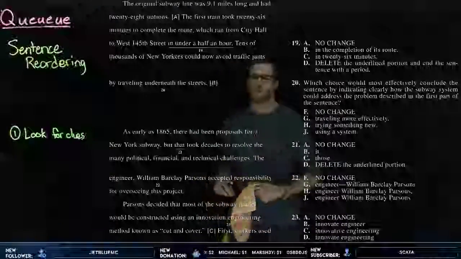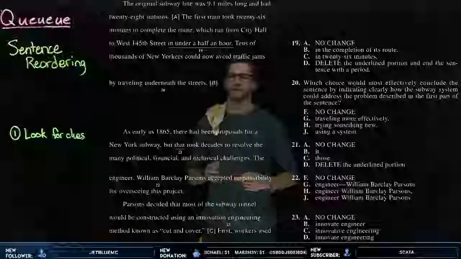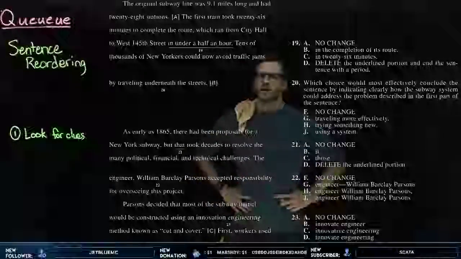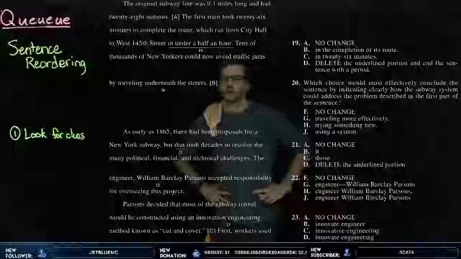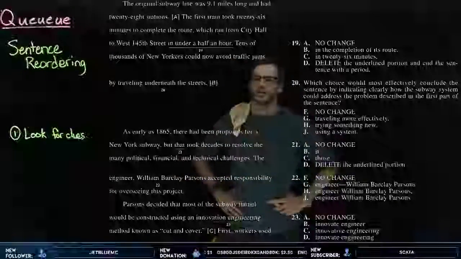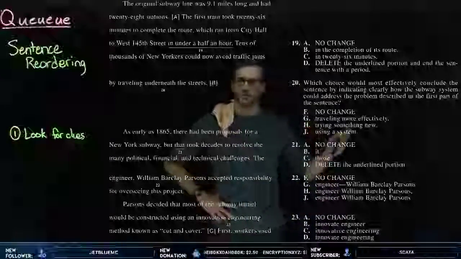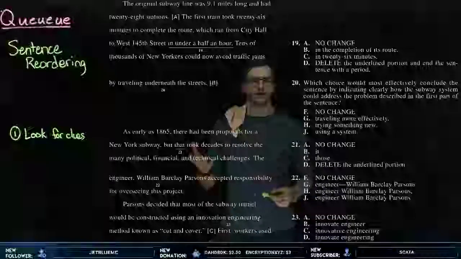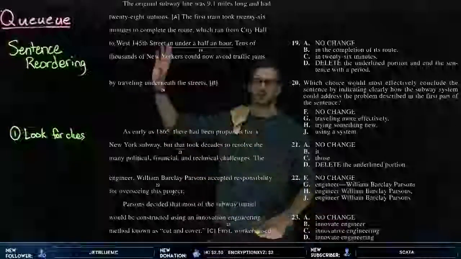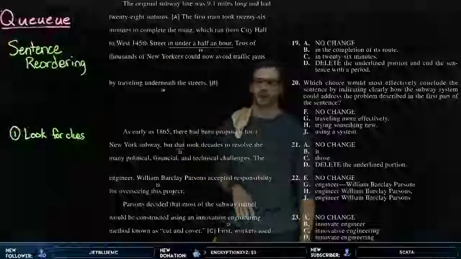There's an A there. Okay, yes, and that is the beginning of the passage. This paragraph, is it? Yeah. The original subway line was 9.1 miles long and had 28 stations. This technique, called whatever. No, that doesn't make any sense. A doesn't make any sense because we don't have a technique, and it's very clear that that wouldn't flow.